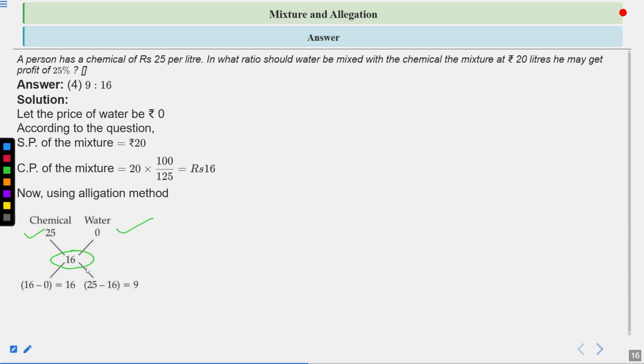Now, the ratio we are getting is 16:9 of the chemical and water, but the question asks for the ratio of water to chemical. So water to chemical becomes 9:16. So the fourth one is the correct answer of this question. Next one.